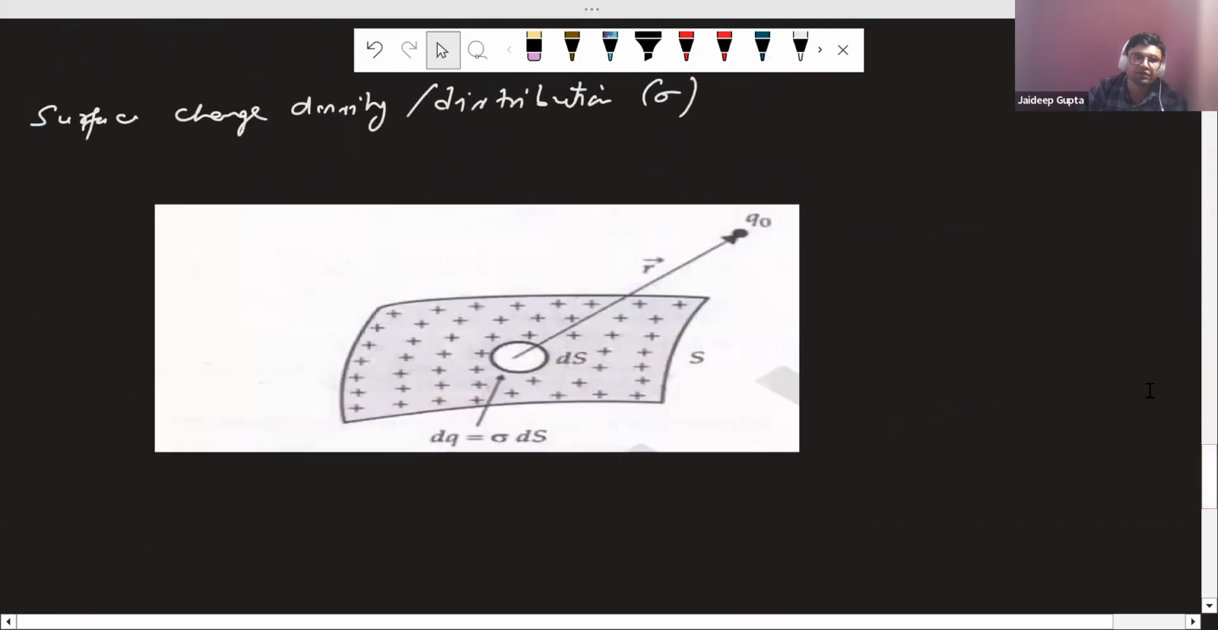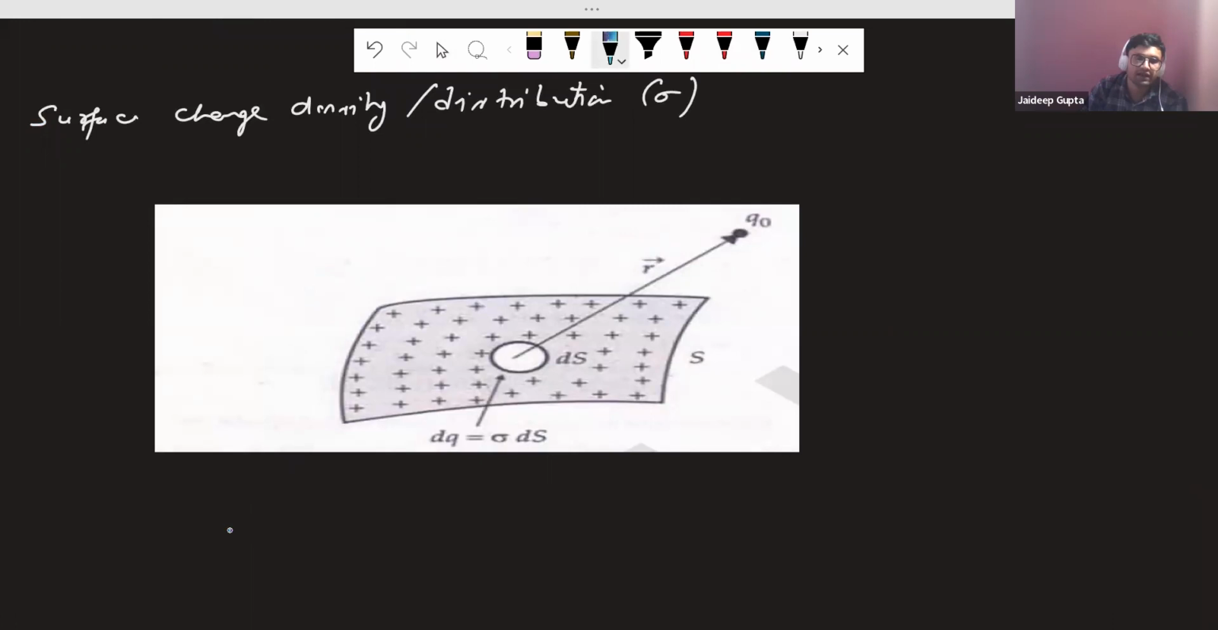Surface charge distribution is defined as sigma, charge per unit area. When do we take linear charge density? When it is a ring or line wire. When do we take surface charge density? Its SI unit is coulomb per meter square. Now, an example is a lamina.